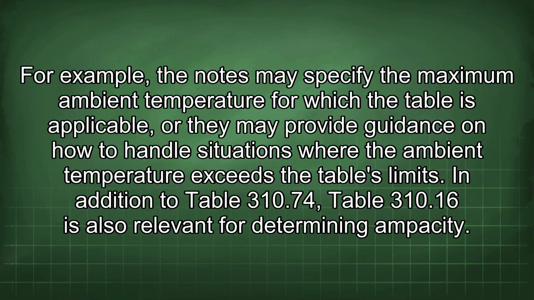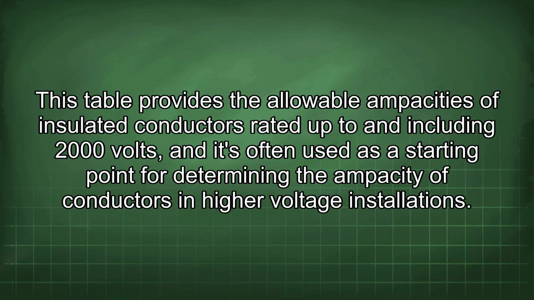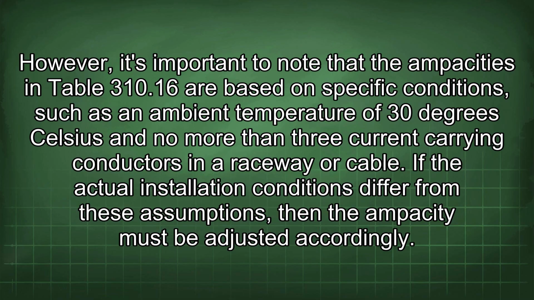In addition to Table 310.74, Table 310.16 is also relevant for determining ampacity. This table provides the allowable ampacities of insulated conductors rated up to and including 2000 volts, and it's often used as a starting point for determining the ampacity of conductors in higher voltage installations. However, it's important to note that the ampacities in Table 310.16 are based on specific conditions, such as an ambient temperature of 30 degrees Celsius and no more than 3 current-carrying conductors in a raceway or cable. If the actual installation conditions differ from these assumptions, then the ampacity must be adjusted accordingly.